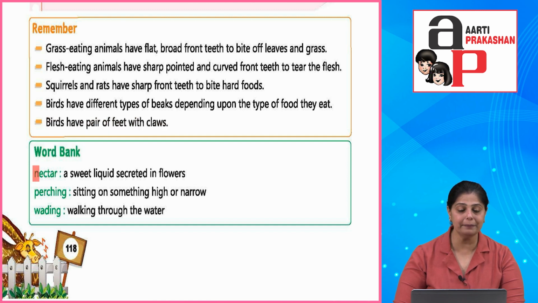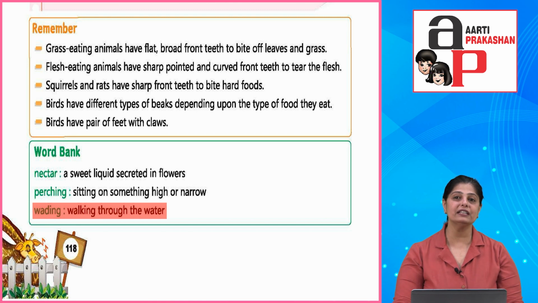Now let's look at the word bank. Nectar. What is a nectar? It's a sweet liquid secreted in flowers. Okay. Perching is sitting on something high or narrow. And wading means walking through the water.